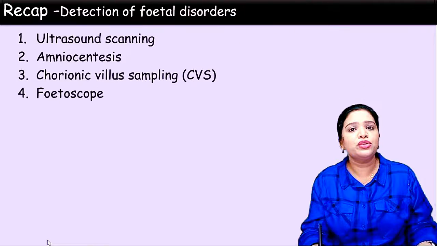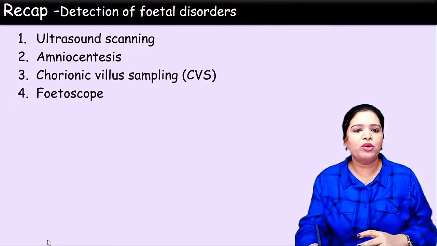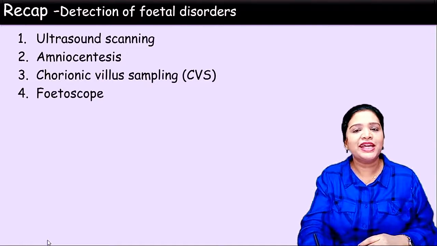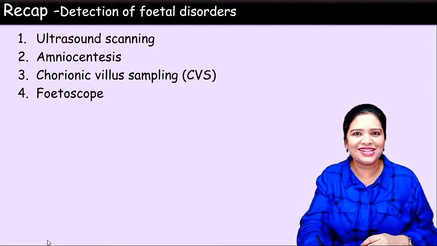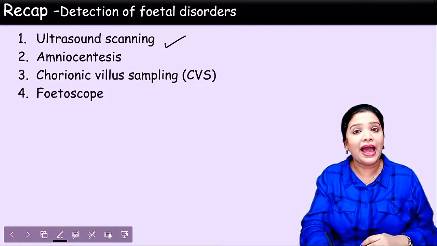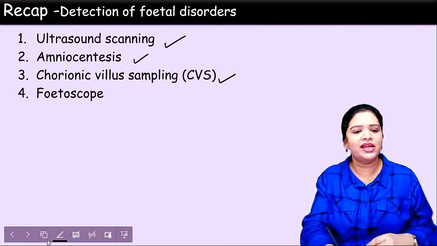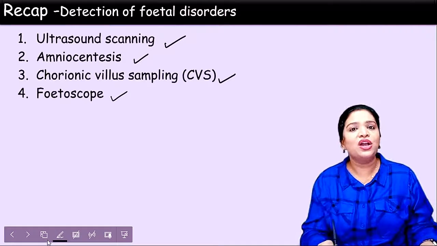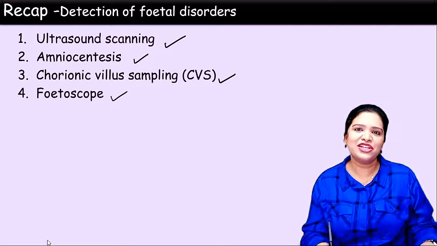These are used during labor, and they automatically detect the fetal heartbeat and give the reading in digits. So in this lesson we learned 4 important techniques for the detection of fetal disorders. The first one is ultrasound scanning, the second one is amniocentesis, the third one is chorionic villi sampling, and the fourth one is fetoscope. I hope this lecture is clear for you.